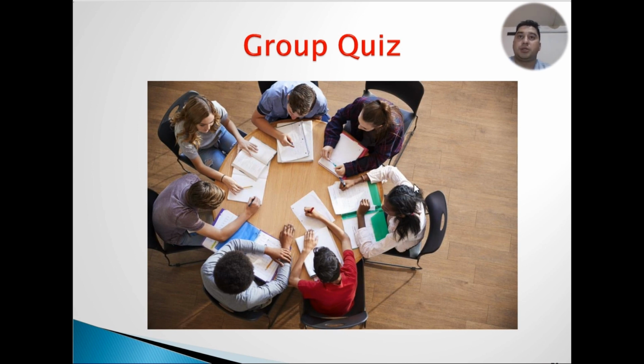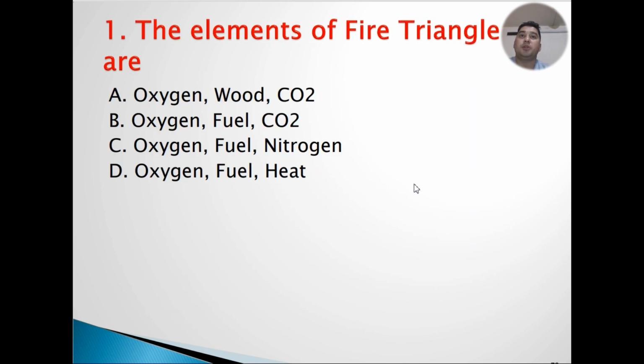Now the group quiz. The elements of the fire triangle are, you have to give me the answer. What is the answer? Oxygen, wood or CO2; oxygen, fuel, CO2; oxygen, fuel, nitrogen; or oxygen, fuel or heat. Try this answer.